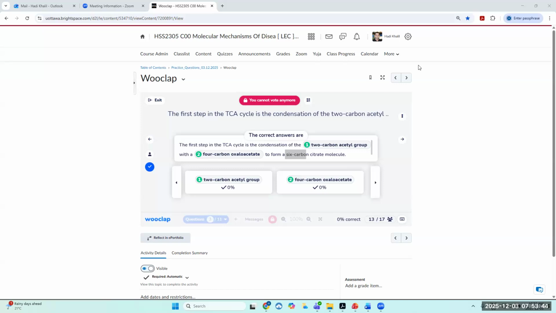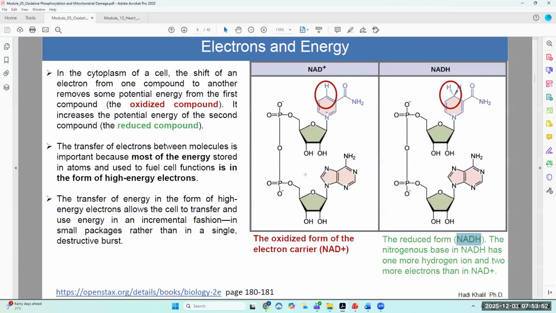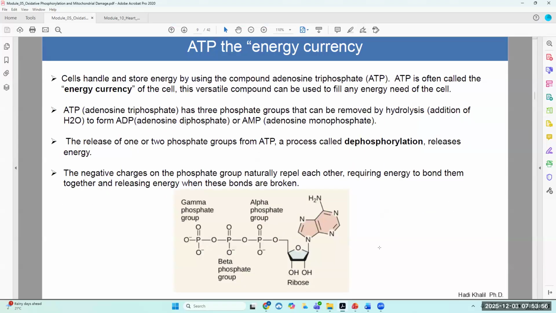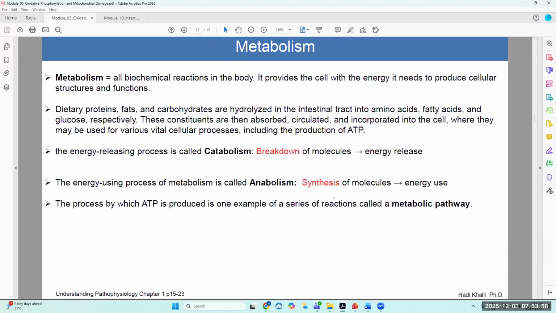Can you explain the difference between the acetyl group and the acetyl-CoA? The acetyl group and the acetyl-CoA. If you go to this lecture here, I explained here.